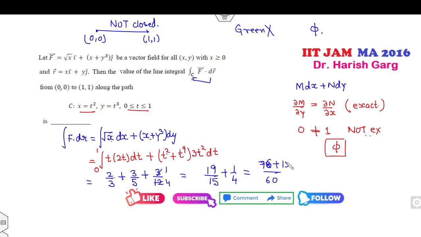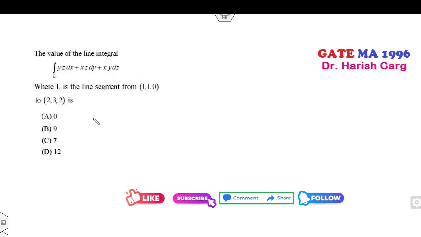76 plus 15. So 91 over 60 is the right answer of this problem. The value of the integral from the line segment (1, 1, 0) to (2, 3, 2). Clearly, it is not closed. Once it is not closed, you can never apply the Green theorem. But can you find the value of phi?